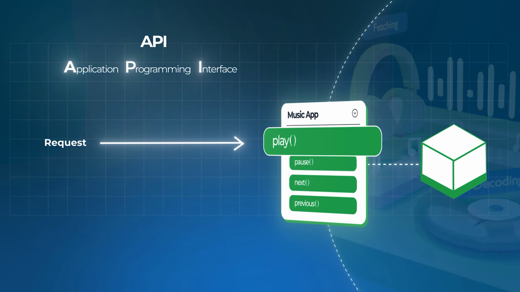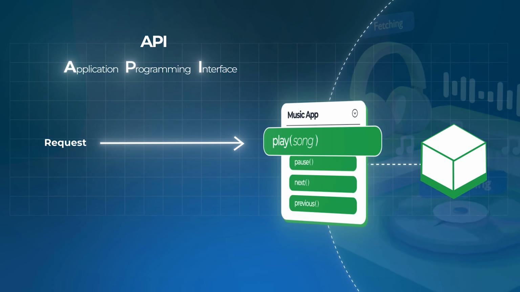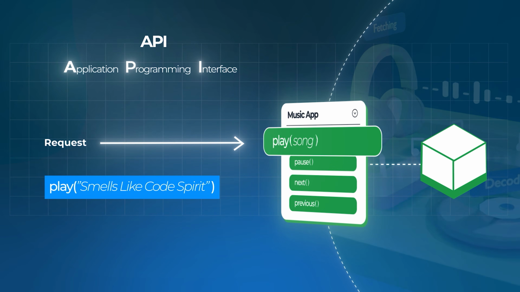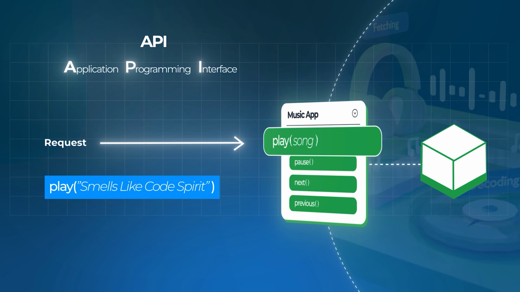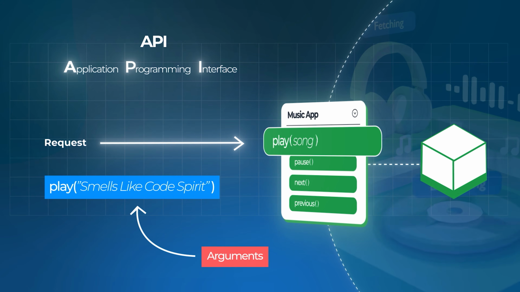However, this other function needs more context. The music app needs to know which song to play. So when you make a request to that function, you must specify the name of the song. These values that you send inside the parentheses are called arguments.